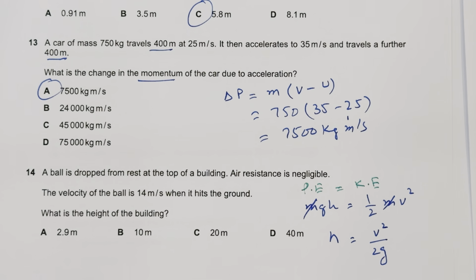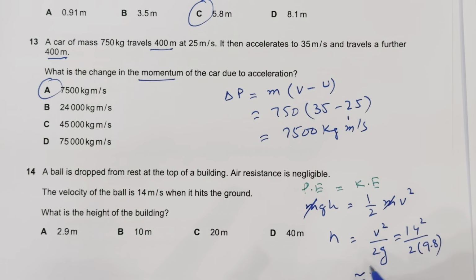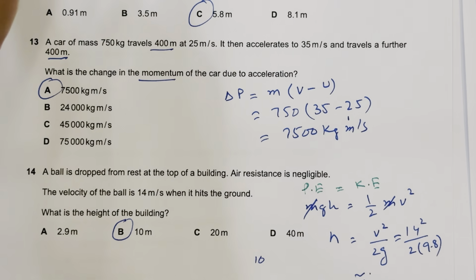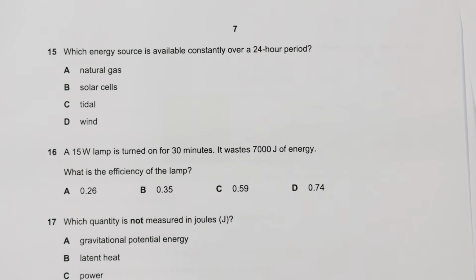We have been given the value of velocity that is equal to 14 square, and the value of g is 2 into 9.8. After calculating this value, we would get our answer that is equal to 9.98 or approximately equal to, you can say, 10. Okay, so our answer for question number 14 is option B. Moving to question number 15. Which energy source is available constantly over a 24-hour period?